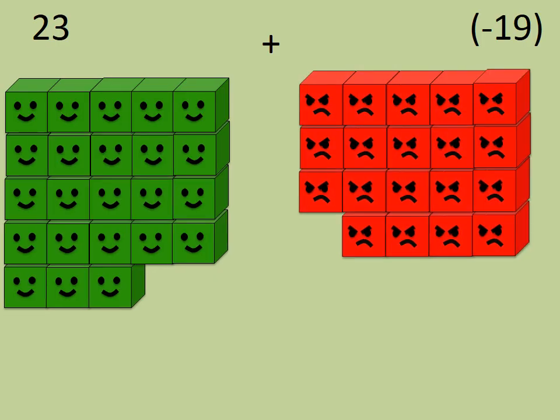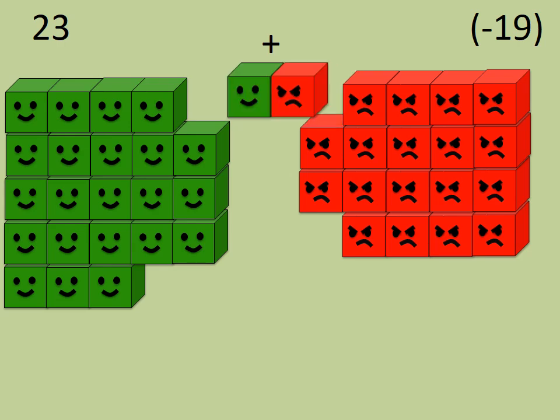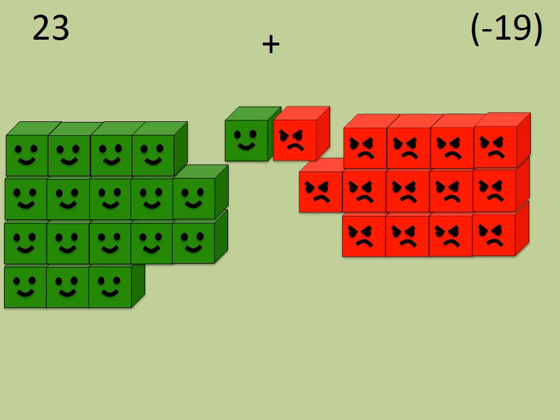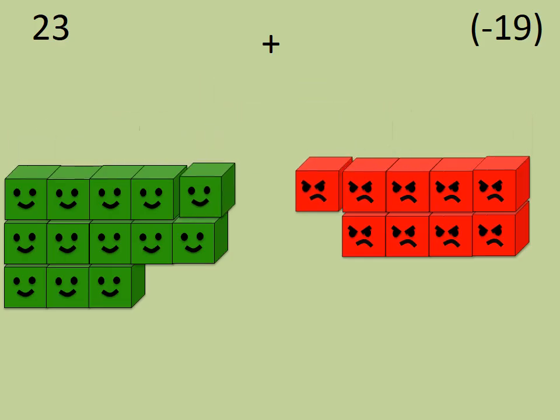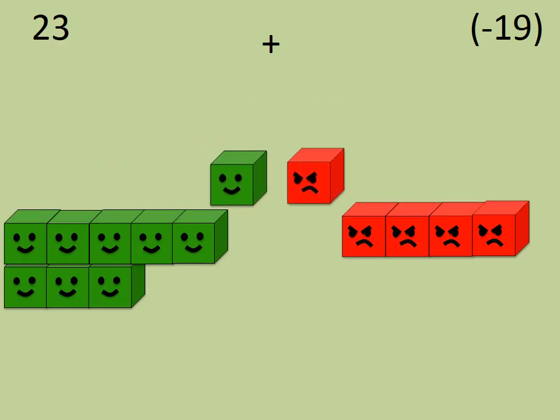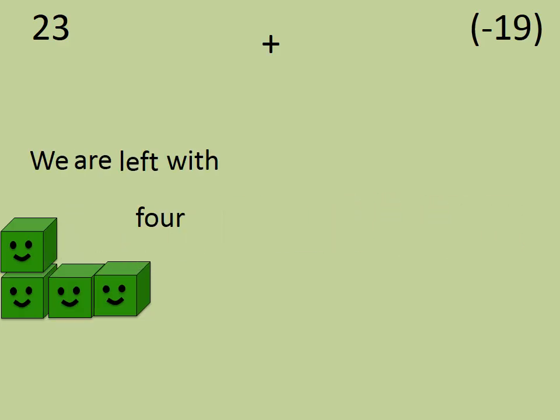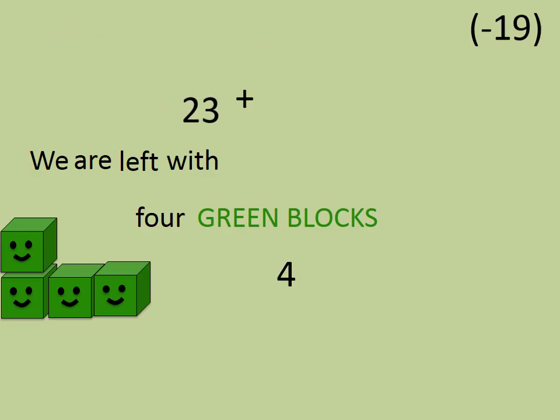So remember, when one of these positive green blocks meets one of these negative red blocks, they equal 0. They go away. Let's do the same thing for all of these. There we go. Let's get rid of that one, and this one, and this one, and this one. All right. We are left with 4 green blocks. What does that mean? Well, remember, the green blocks were positive, so we have positive 4. So 23 plus negative 19 is positive 4.